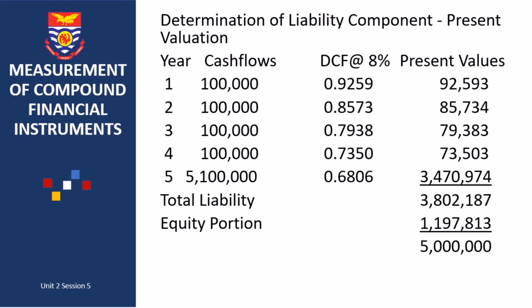So this is going to be 1 over 1 plus 8% exponent 1, giving us this. When it comes to the second year, the discount factor is 1 over 1 plus 8% exponent 2. This is giving us a discount factor to 4 decimal places. You do it to the fifth year. Then, to get the present value, you multiply the cash flows by the discount factor, giving you the present value.